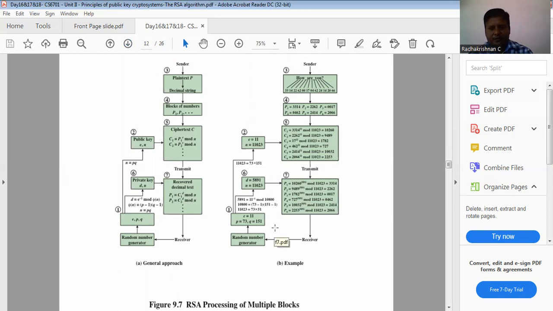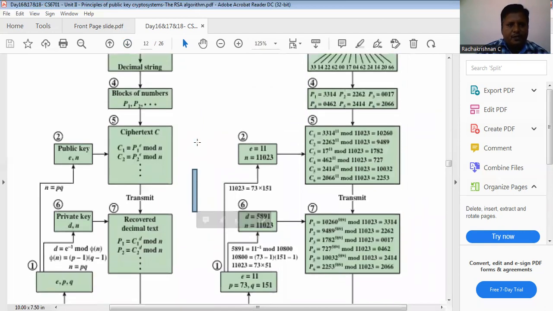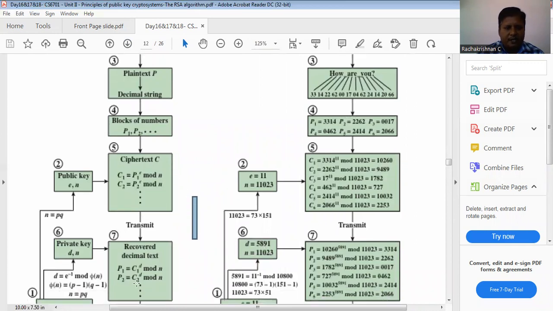So the general approach: our plain text is divided into blocks P1, P2, P3, and the ciphertext values are calculated. From the ciphertext, we perform the recovery of the images.